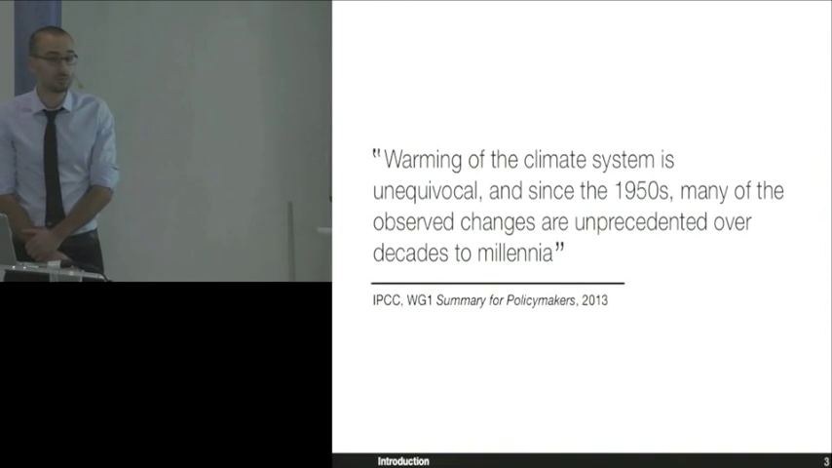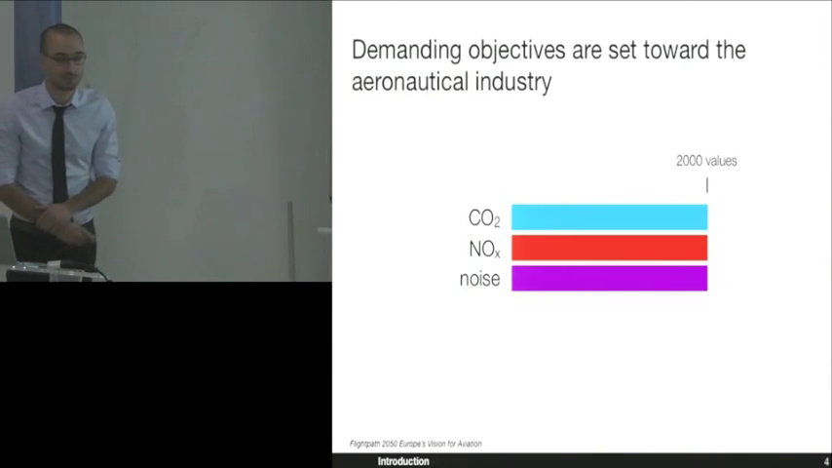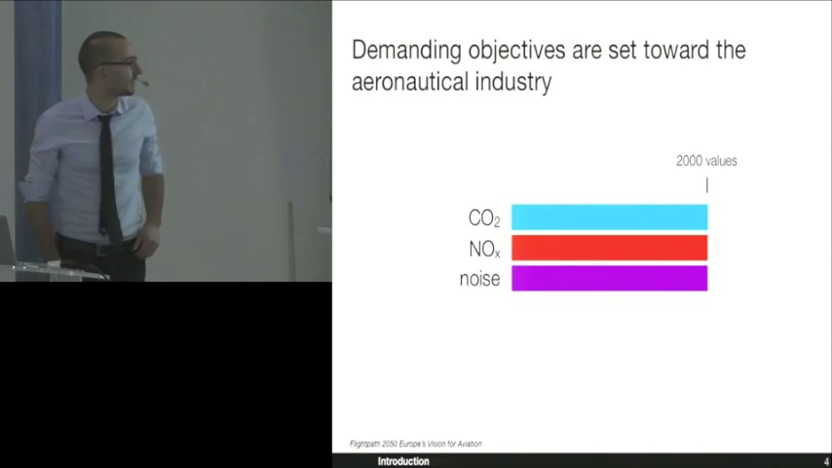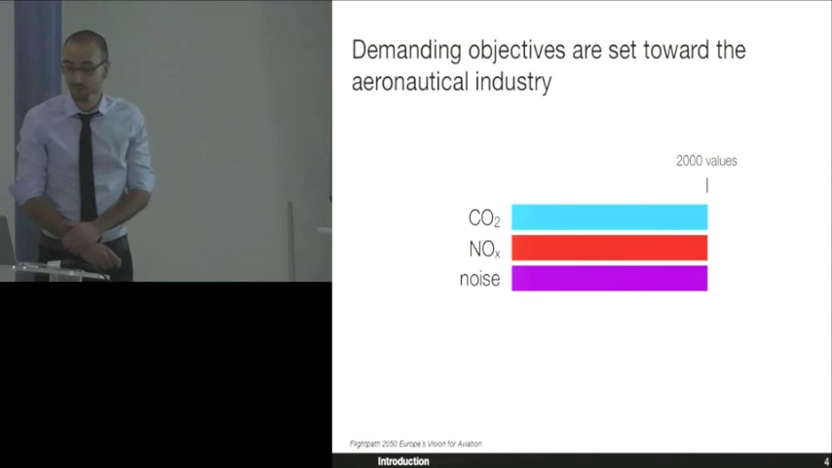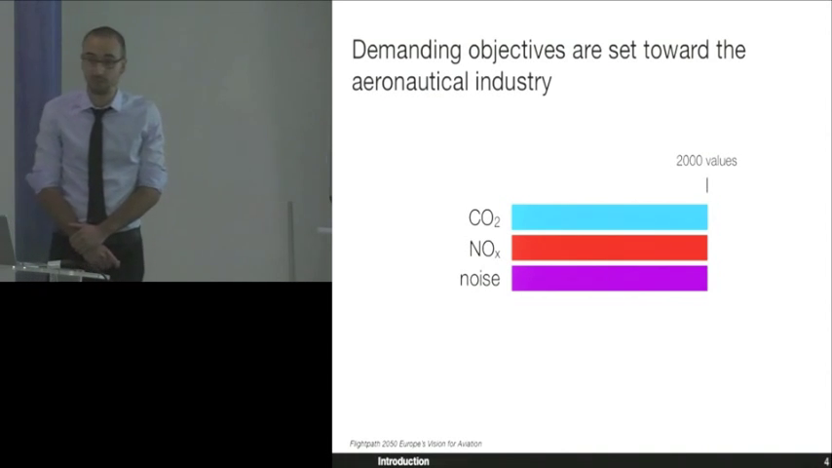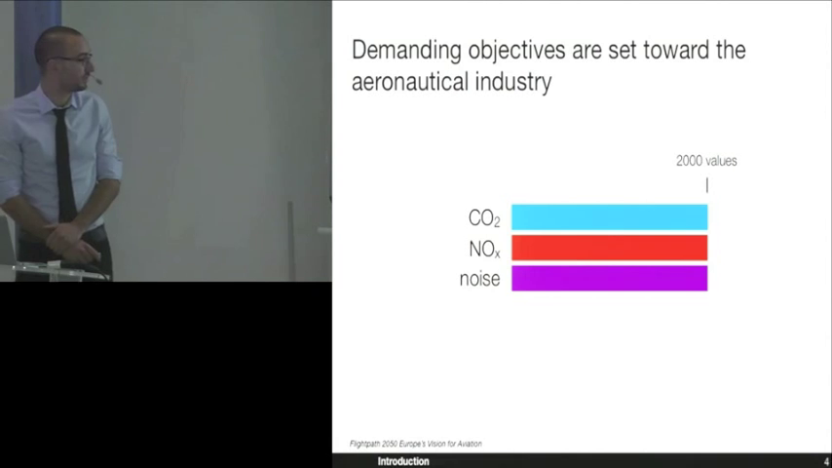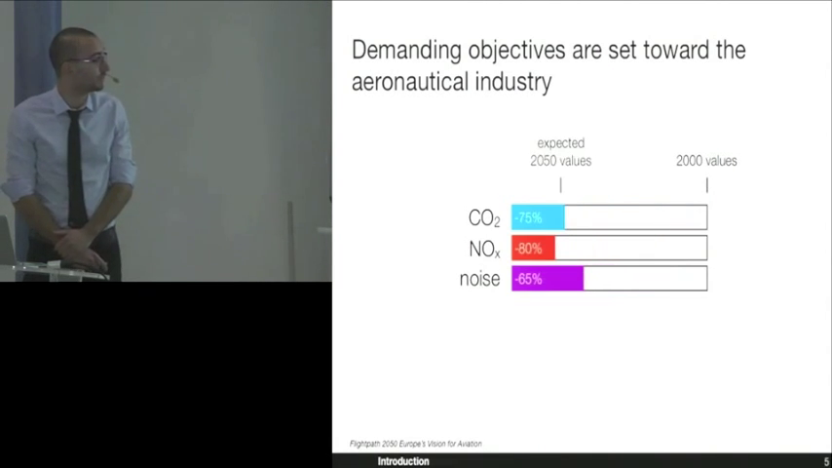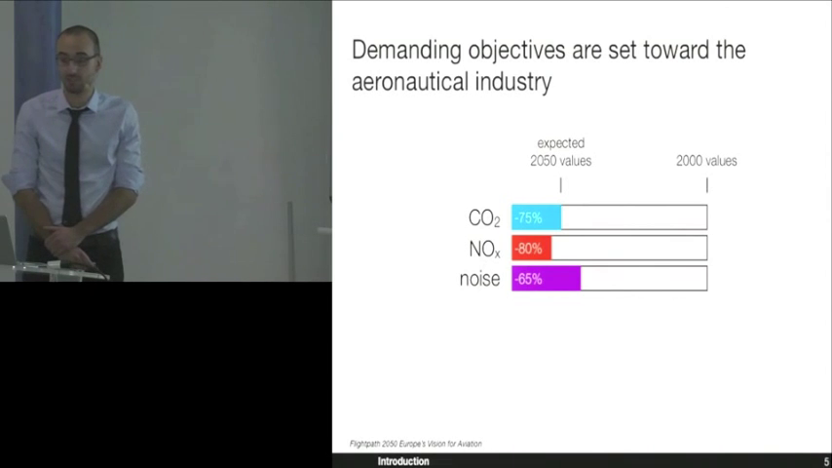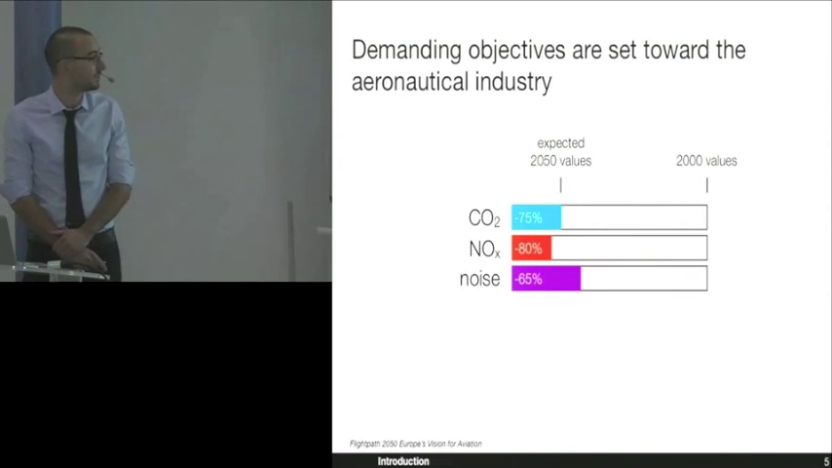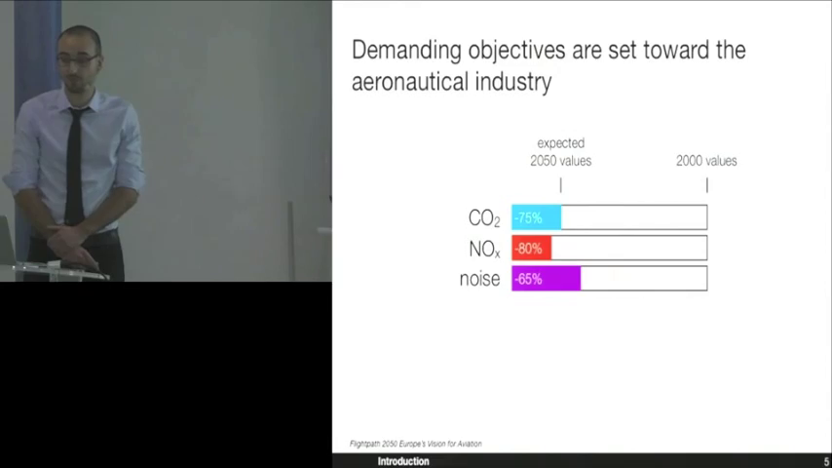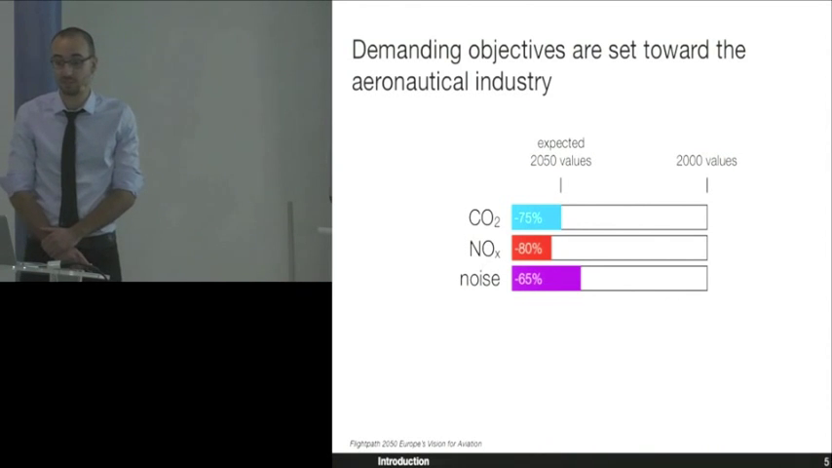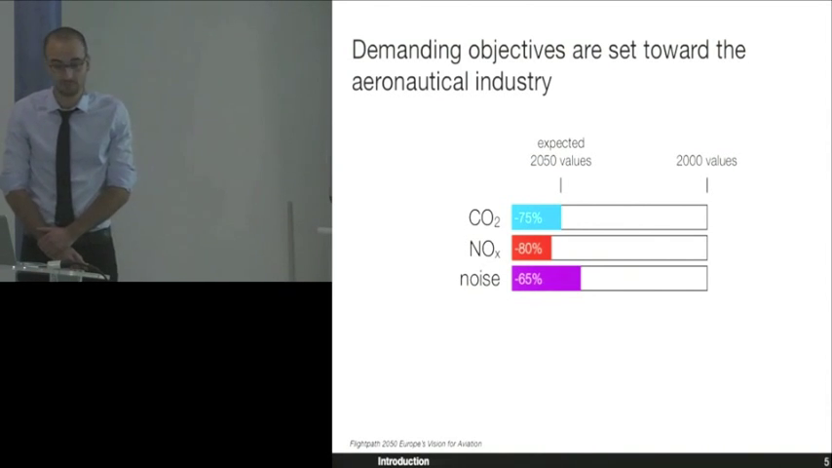Even though the aeronautical industry represents only a small fraction of these pollutant emissions, demanding objectives are set for this industry. In fact, compared to the 2000 values, the 2050 values are expected to be drastically reduced. According to the European Commission, through Flightpath 2050, CO2, NOx, and noise should be reduced by 75%, 80%, and 65% respectively.